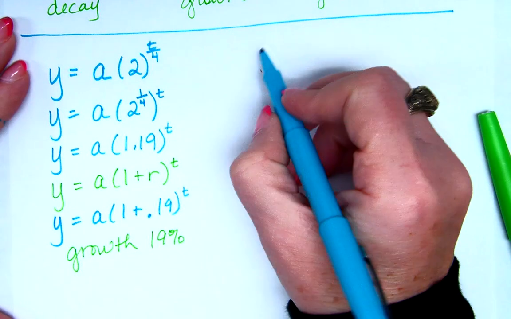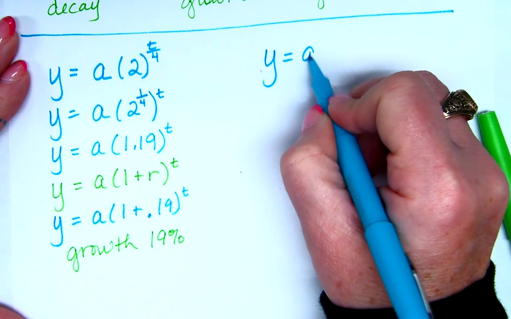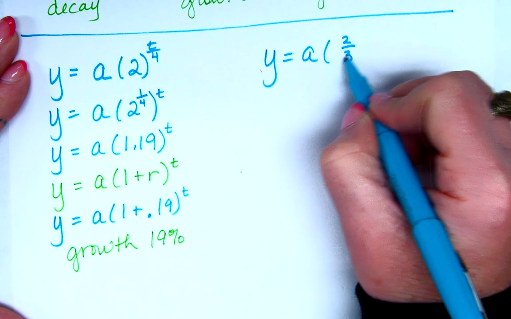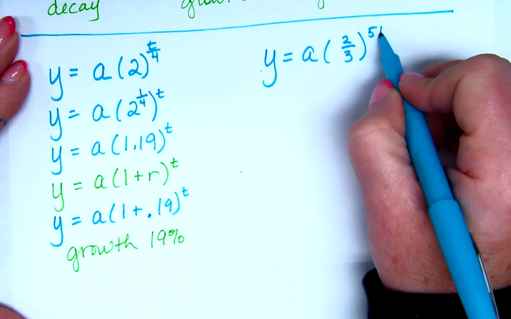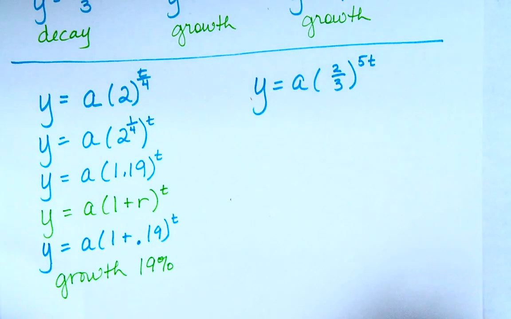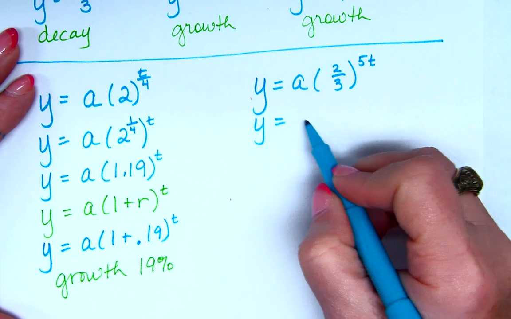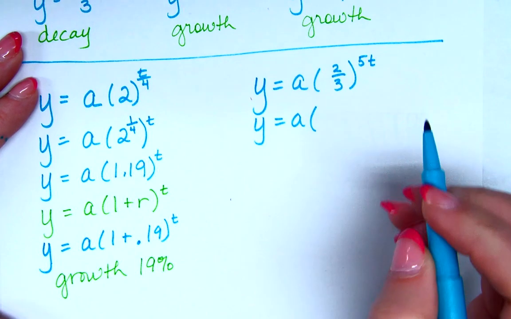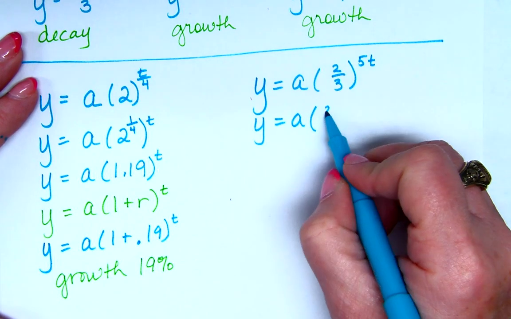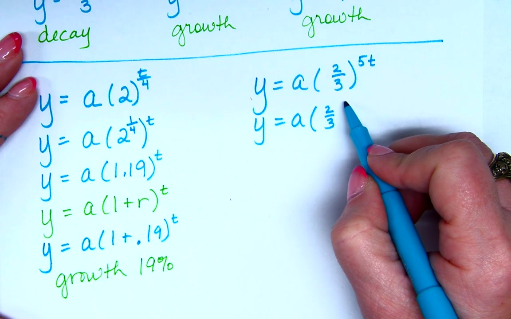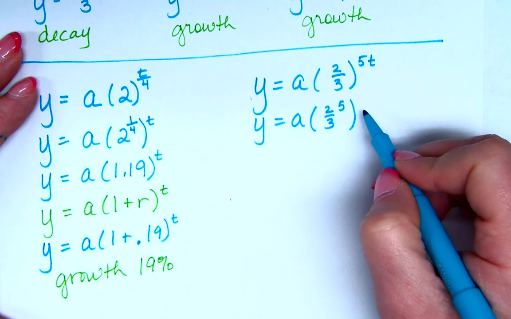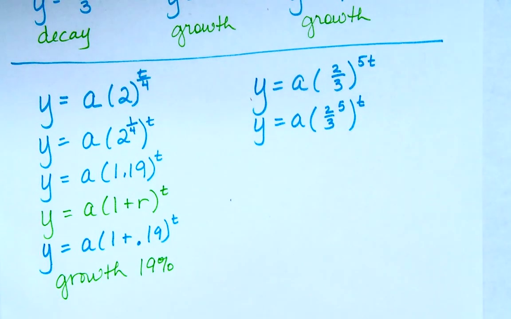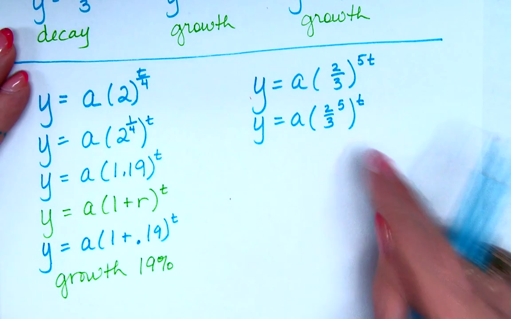Then do this one for me. Y equals A times 2/3 to the 5t power. So first of all, how do we want to rewrite it? Y equals A times what? 2/3 to what power? 5 to what power? T. Does everybody understand how I got there? Very good. Okay. Now what? Now what do I do?